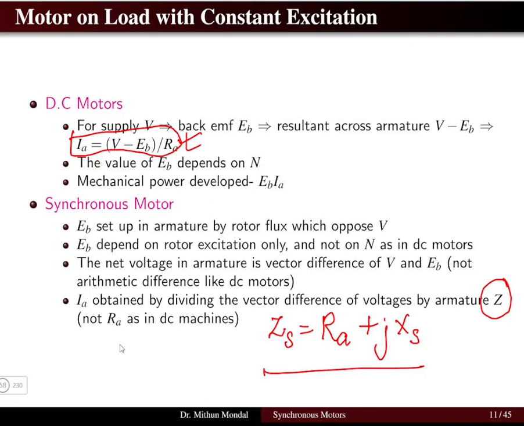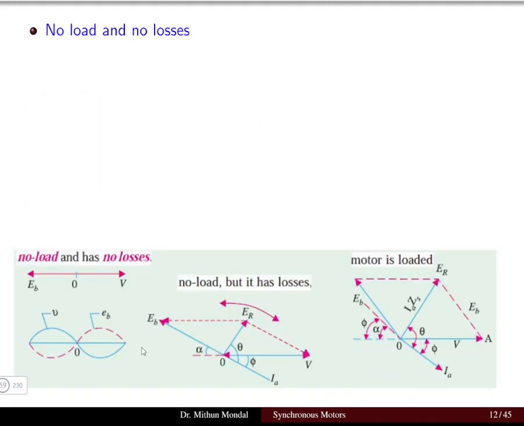So the current which we are going to obtain as the armature current will be the vector difference of the voltage and the back EMF, which was the scalar difference in case of a DC motor, divided by the synchronous impedance, which was the resistance in case of a DC motor. So this was the basic difference between a DC motor and a synchronous motor.